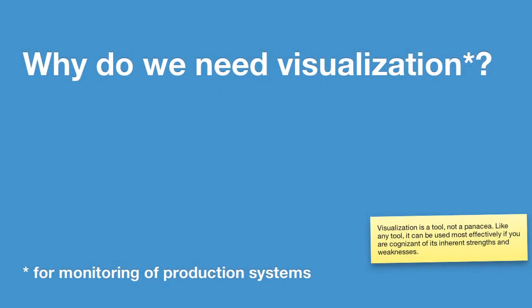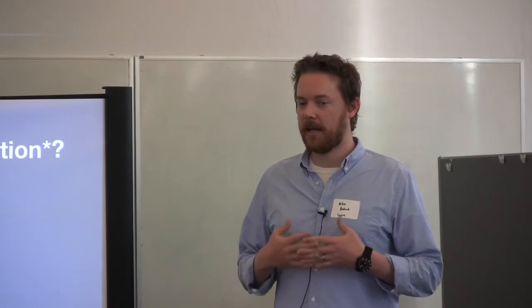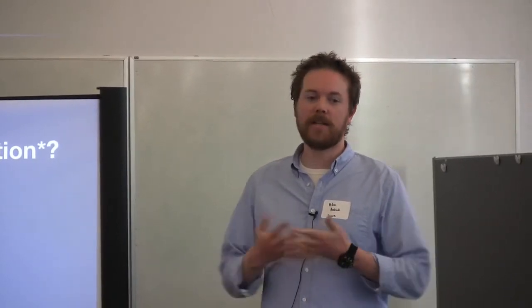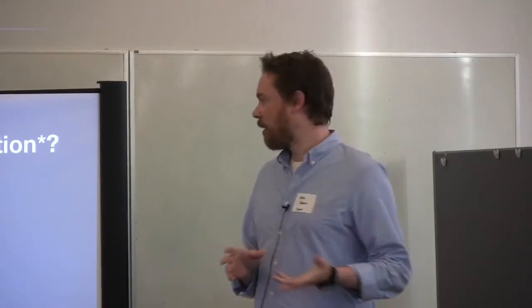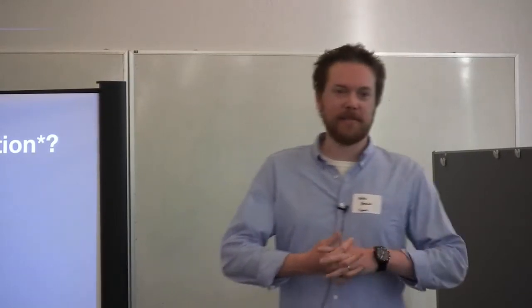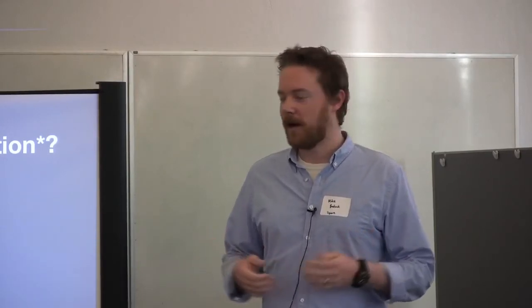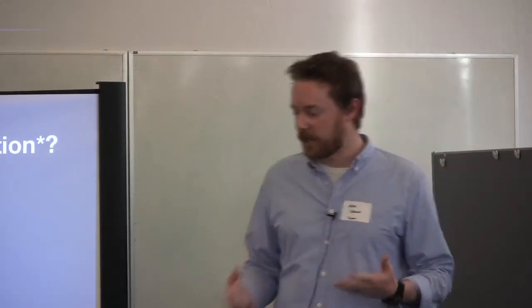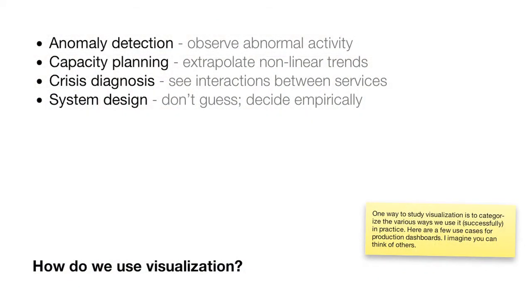So I thought before I get into the details of how Cubism.js works and looking at some examples of visualization, it would be helpful to step back and consider what is the value that visualization provides, and specifically within the context of monitoring production systems, because it's a hard enough question to answer in general. So I thought it would be helpful to look specifically at how we use visualization and what value it provides for production systems or monitoring of production systems.